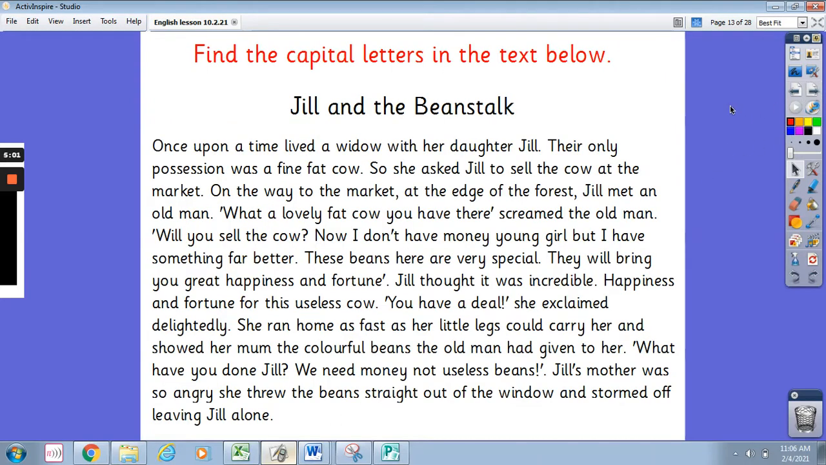So I want you to look through the beginning of my story again, and I want you to pause the video and find the capital letters in the text. Brilliant, well done. I have highlighted in red all the capital letters in the text. You can see that I have used them at the start of a sentence. I have used a capital letter for names. I have used capital letters for when I'm saying I. So well done for getting those correct.